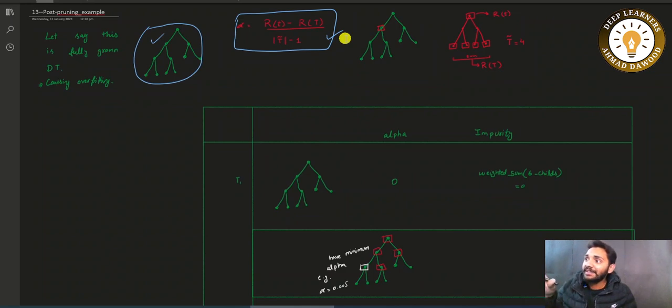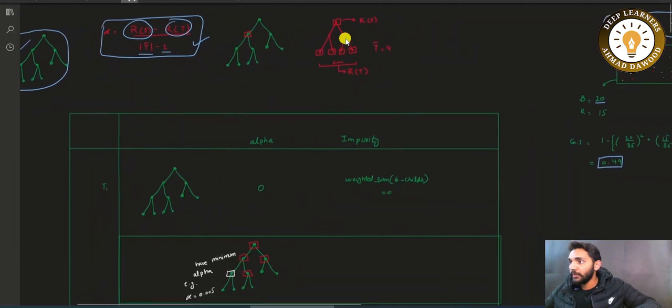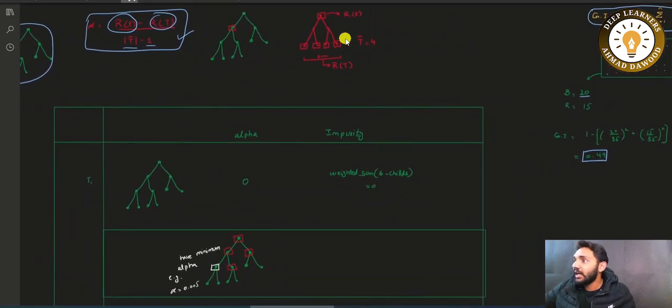Regarding the terms that are involved in that formulation, we can discuss them here. What is meant by r of small t? It is the impurity of the root node. What is r of capital T? It is the impurity of the whole tree. What is meant by t bar? It is the number of terminal nodes.